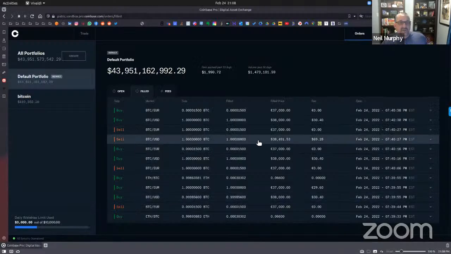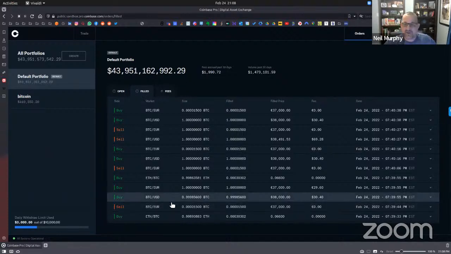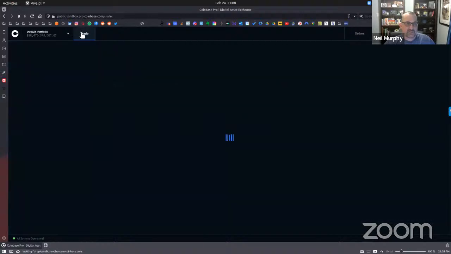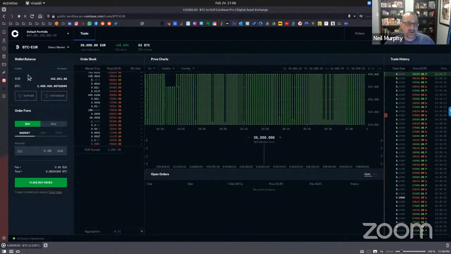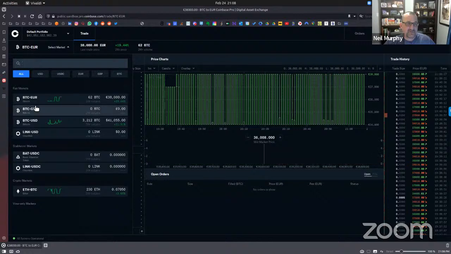So I'm going to give you a quick walkthrough. This is my personal account with $43 trillion. Oh, I just lost several trillion. So here is what's called the sandbox for Coinbase. I'm not going to spend a ton of time here, but what I do want to show you is the main screen where you do all your trading, or you can get all your information.